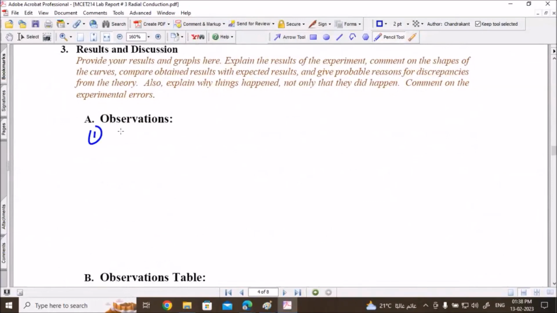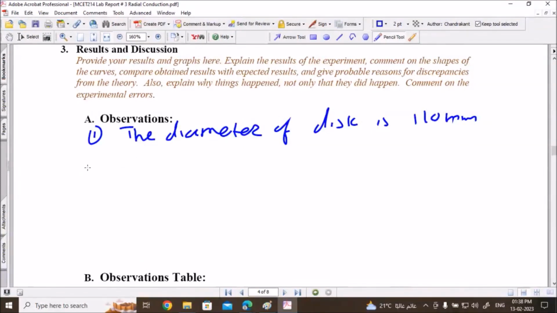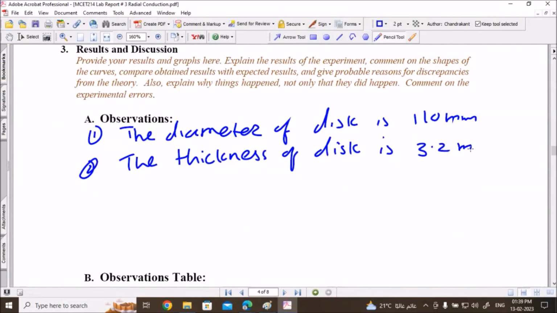Number one, the diameter, the disk size is given to you. The diameter of the disk is 110 mm. Number two, the thickness of the disk is given. Thickness of disk is 3.2 mm. So you must convert it to meter.